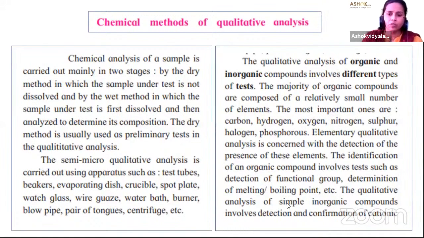Okay, determination of melting and boiling point. You can determine their melting and boiling point, and you can come to know the type of compound which is present. The qualitative analysis of simple inorganic compounds involves detection and confirmation of cationic as well as anionic tests. So in inorganic, when you do inorganic ions, what does it mean?